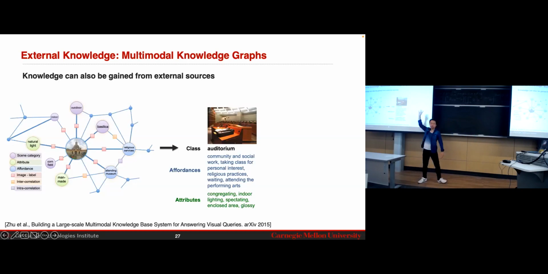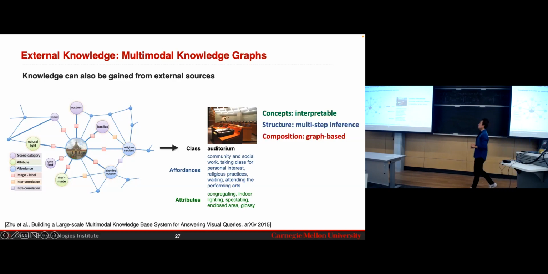Let's say you have a new image come in, and you want to reason about what this image is used for, who would typically use it, and where it's typically located. You can start putting this image into your knowledge graph. Again, this is all representation alignment. You align the representation of this image with representations of the nodes in your knowledge graph. Once you can do that, you can start looking at nearby nodes within this knowledge graph that tell you what these objects are used for. So you can do very nice inference like this. You can get your affordances. You can know that this is an auditorium, is used for community and social work, is required for taking classes, might be used for watching the performing arts, and so on.